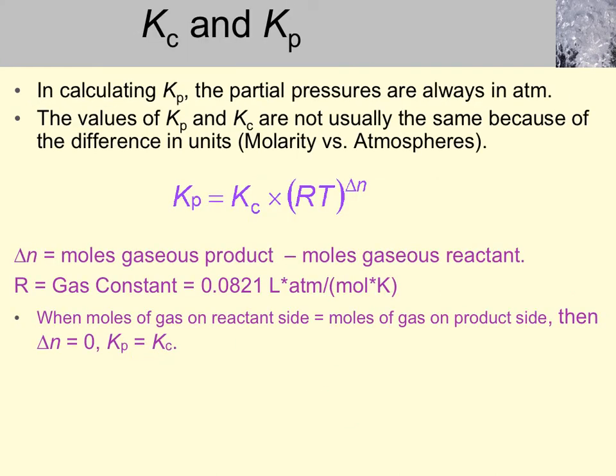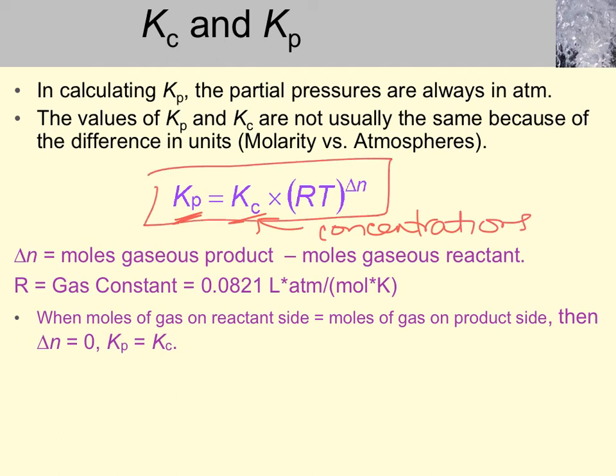There is a mathematical relationship between Kp and Kc. Kc is simply the equilibrium constant in terms of concentrations. It's the most basic form. And that relationship is as follows. Capital R, as always, is the universal gas constant. And since we are talking in terms of pressure, it's the value in liters, atmosphere, moles, Kelvin: 0.0821.